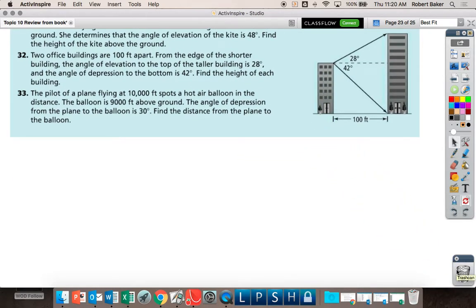So number 33. A pilot is flying at 10,000 feet. Didn't say anything about the plane. I would assume he's flying a plane. Otherwise, he's flying a UFO. Yeah, it looks like there is a hot air balloon at 9,000 feet.